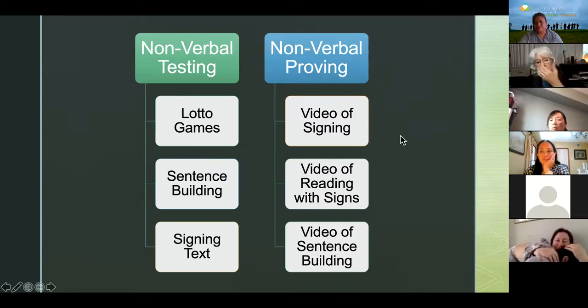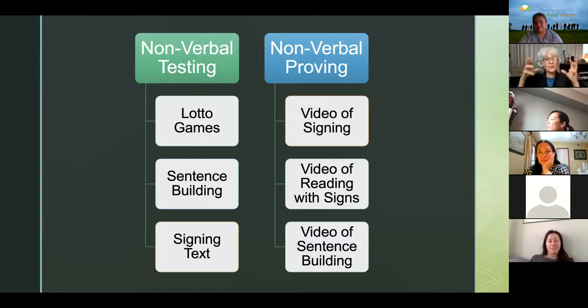I came up with this. You take a video of the child signing whatever word she's going to be reading. Then you take a video of her reading the book by signing. And you can also do a video of her building sentences, which I'll show you in a second. Then you send that to the teacher and make sure the teacher views the video. And this mom did that. She was a power mom. She did that, and it totally changed the teacher's attitude.